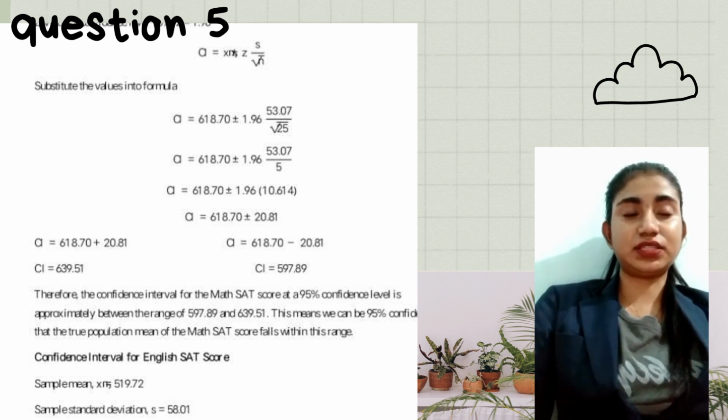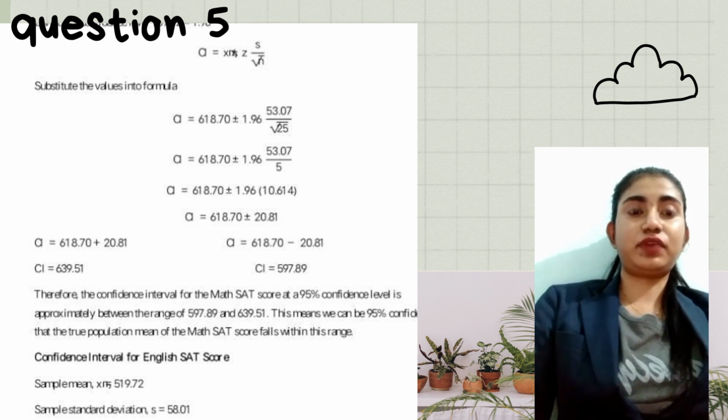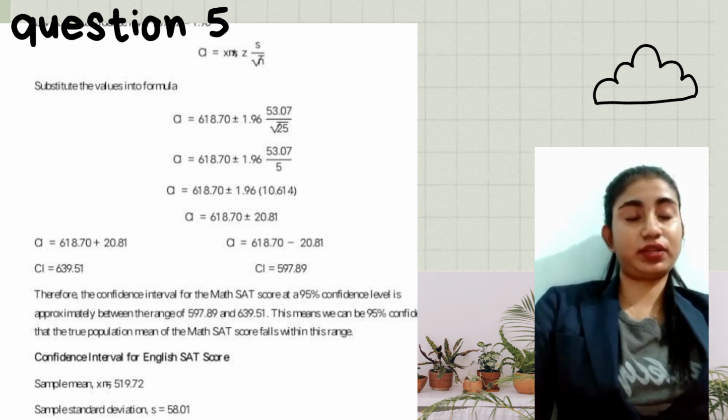The sample mean is 618.70. Sample standard deviation is 53.07. Sample size N is 25. Z value at confidence level 95% is 1.96. To substitute the values into the formula, 618.70 plus minus 1.96, 53 over square root of 25.